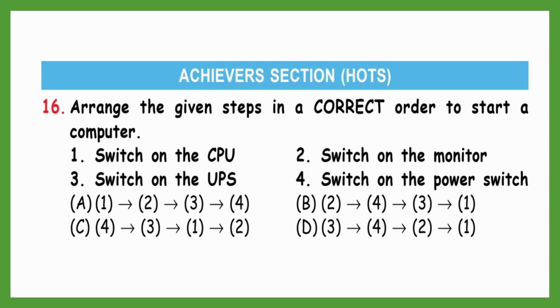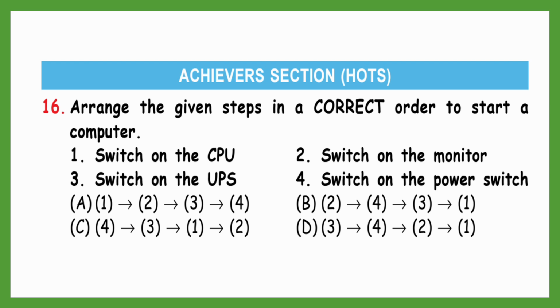Achiever section. Arrange the given steps in a correct order to start a computer. Option 1, switch on the CPU. Option 2, switch on the monitor. Option 3, switch on the UPS. Option 4, switch on the power switch. So, what is the correct order to start a computer?